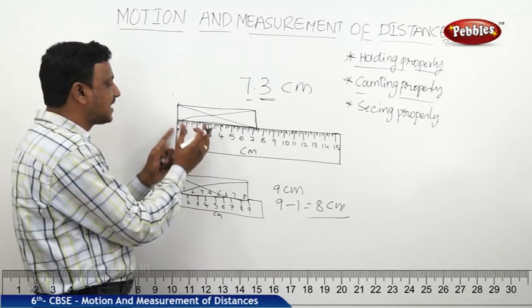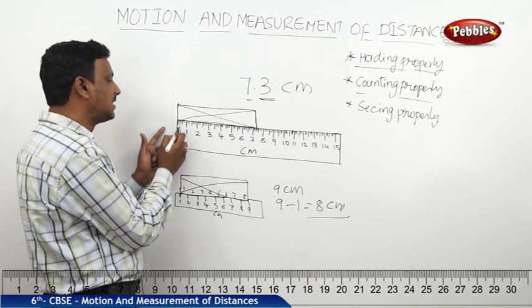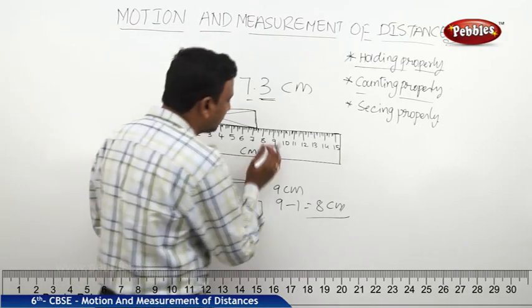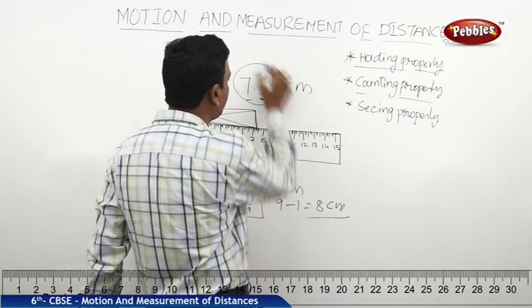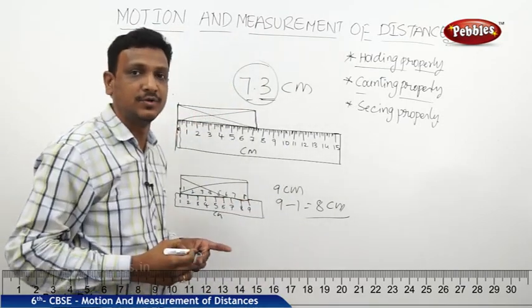If you are using the scale right from the beginning, that is from the 0 centimeter, then you can take the final value as your distance. This is the way how you have to measure.